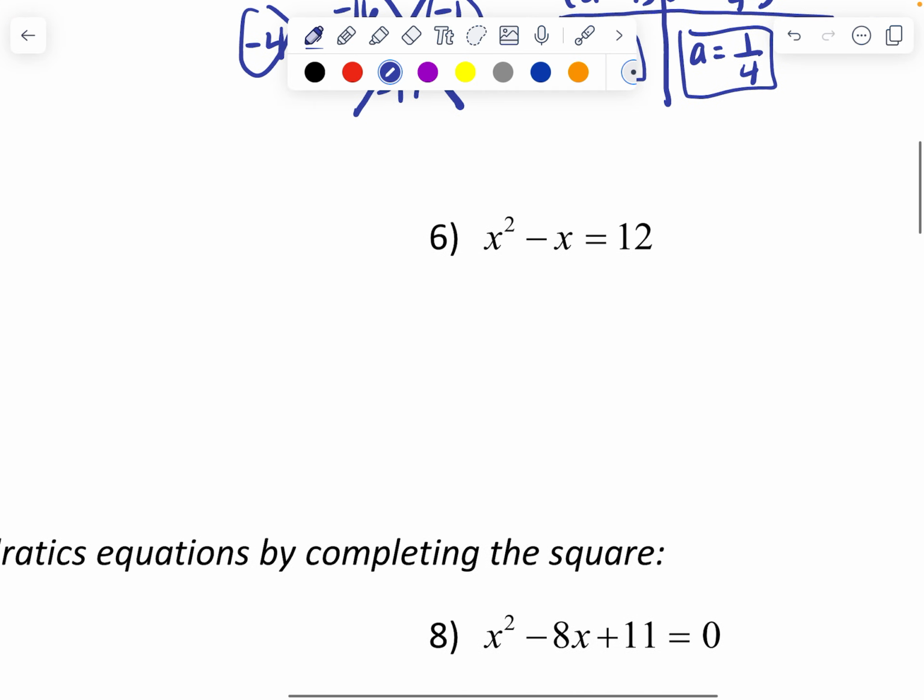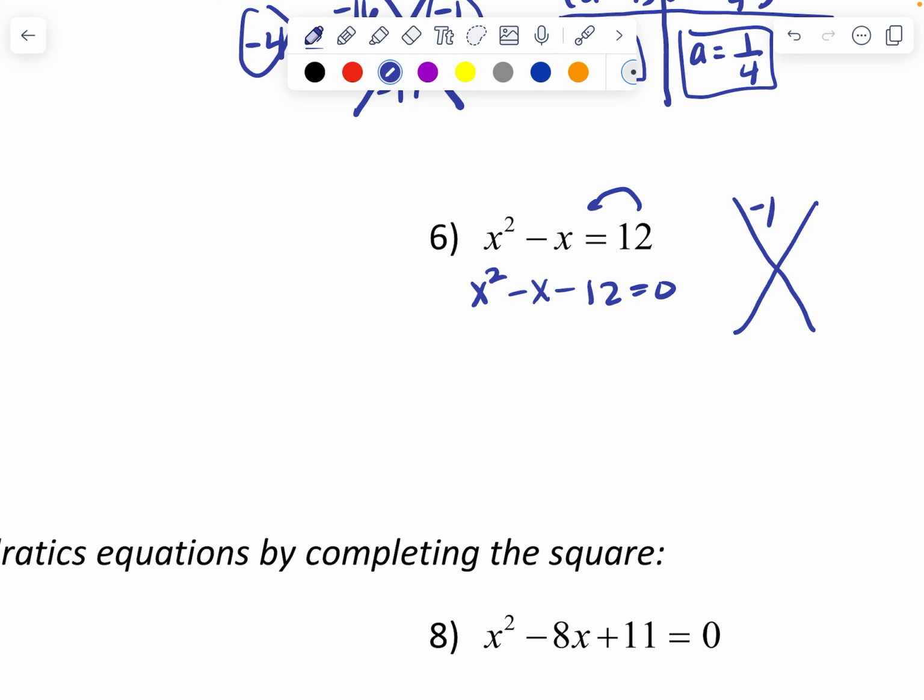Okay, number 6. It's not equal to 0, so I need to make that equal to 0. So it's going to be x squared minus x minus 12 equals 0. Okay, then a big X. I have two numbers that multiply to make negative 12 and add to make negative 1. That would be negative 4 and 3.